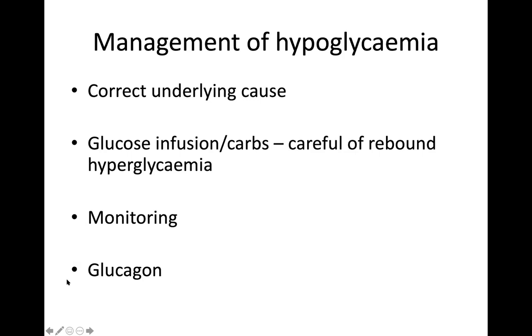And another thing that we can do for these patients is to give glucagon. Glucagon injection is available like a small pen, and this treatment is particularly given for people who have high risk of recurrent hypoglycemia. We teach their family members or carers or friends how to give an IM injection and give a glucagon pen.